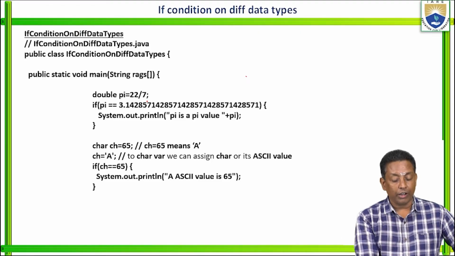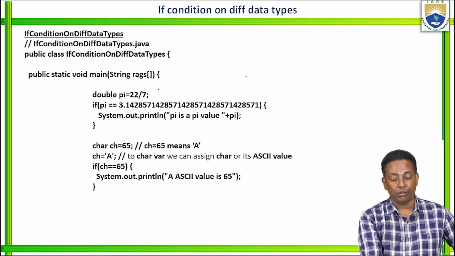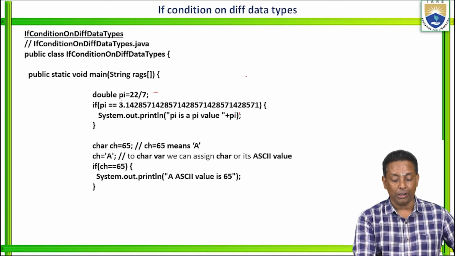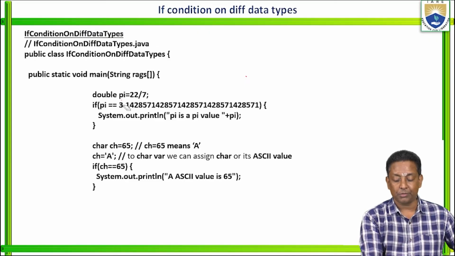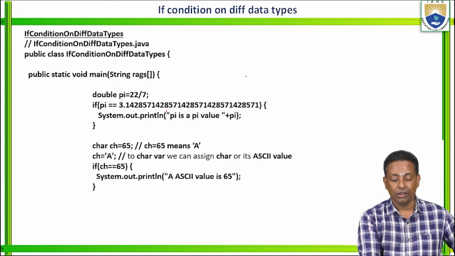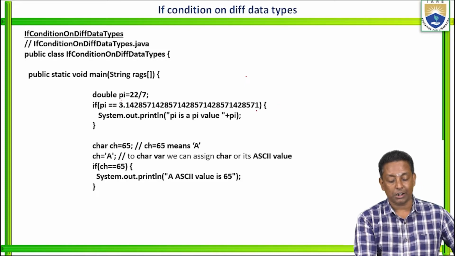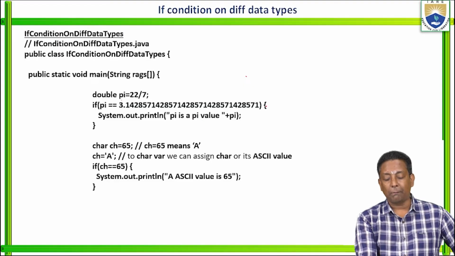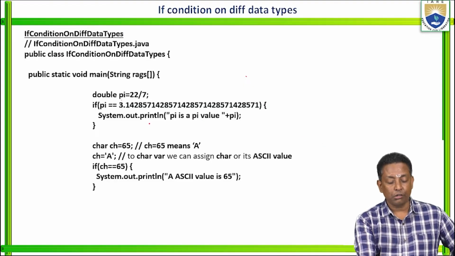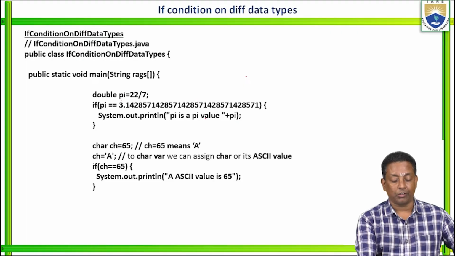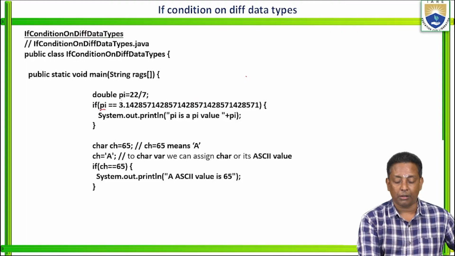Here I am checking the condition. Double pi is equal to 22 by 7, and the result comes to pi. This is the actual pi value, so if you do this division, this much value will be produced: 3.1428571 something. If this condition is satisfied, then we print "pi is a pi value", so that statement will be executed. This is how we do double comparison. Double comparison is the same as int comparison.